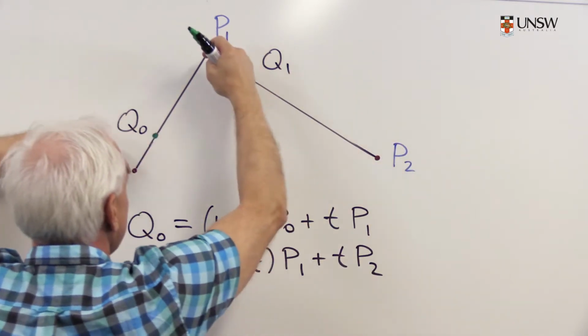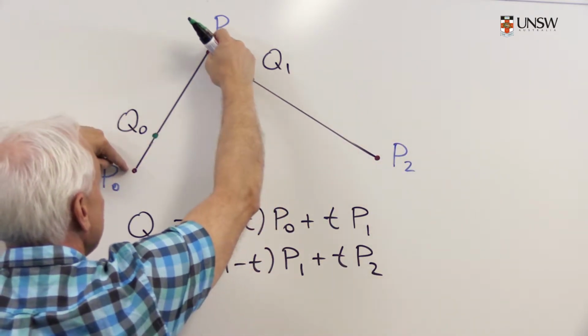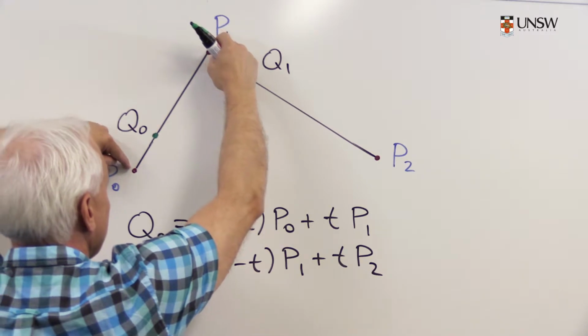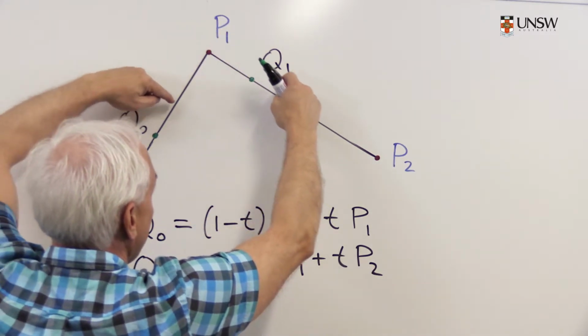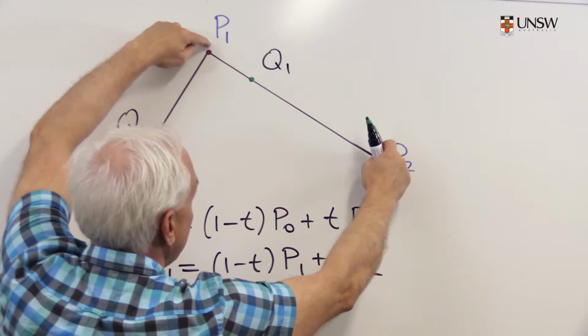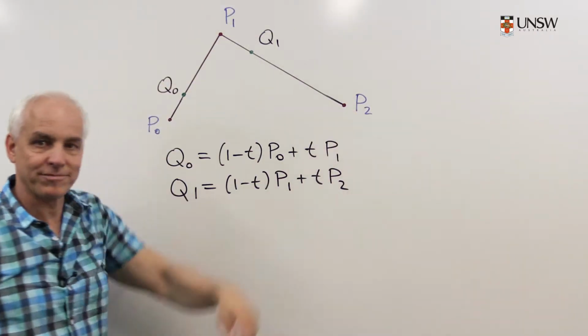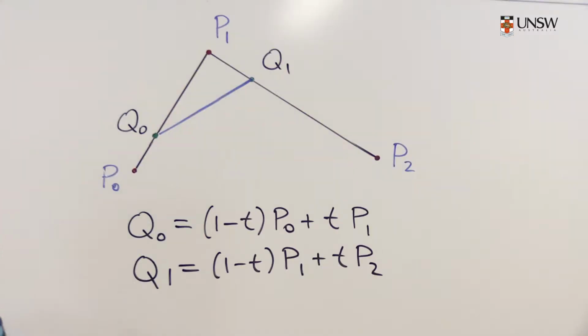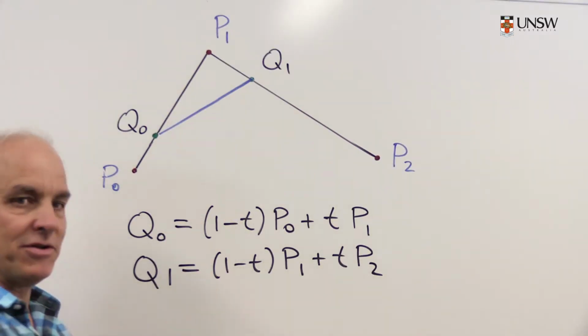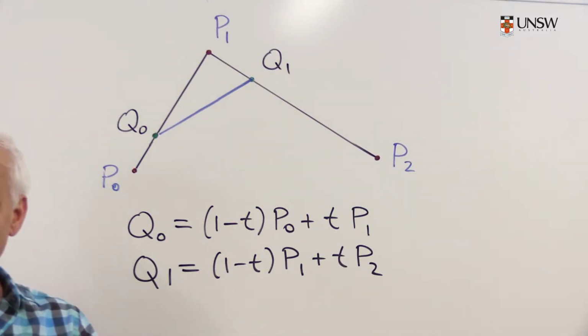Okay. Q0 starts here, Q1 starts here, at time t equals 0. When the clock starts ticking, they're moving like this, and at t equals 1, Q0 is up here and Q1 is there. All right, so we have now this line segment joining Q0 and Q1.